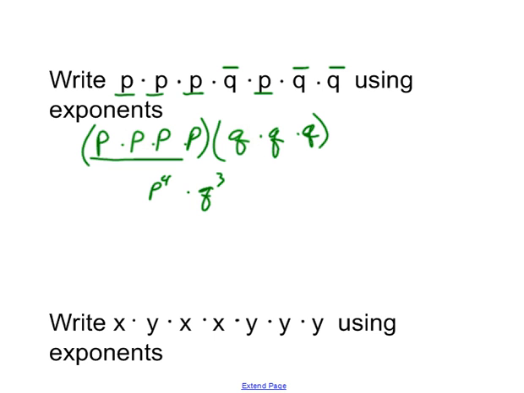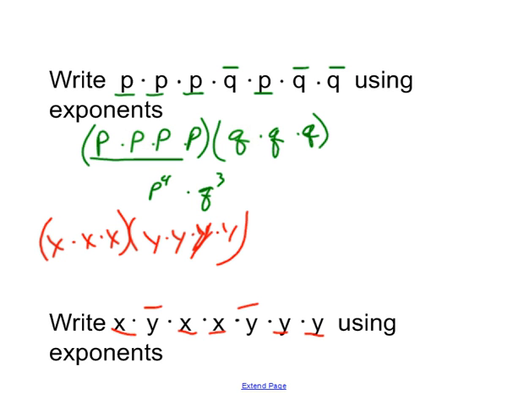Similar idea down here. I'm going to collect my like terms together. I've got X times Y times X times X times Y times Y times Y. So I've got X times itself 3 times, and I've got Y times itself 1, 2, 3, 4 times. So I've got X to the third times Y to the fourth is an equivalent statement.